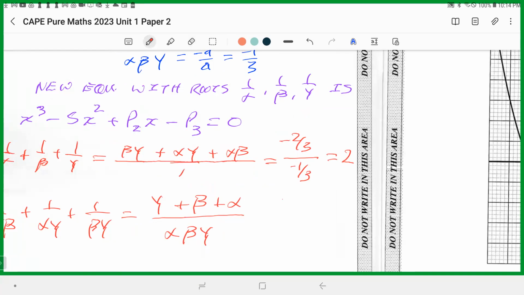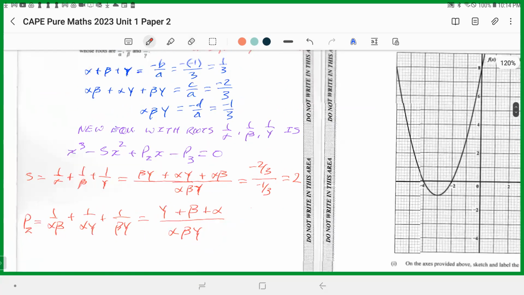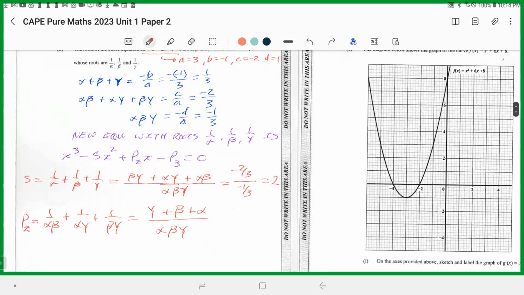And put it over alpha, beta, gamma. That's what you would get. You can make the denominator the same for all of these. All right? It's math at a higher level now. So this becomes the sum over the product, right? Of the original equation. So the sum is 1 over 3, and 1 over 3 over the product of the three of them is negative a third. So this becomes negative 1. So negative 1 is coming right here, for the pairwise product.